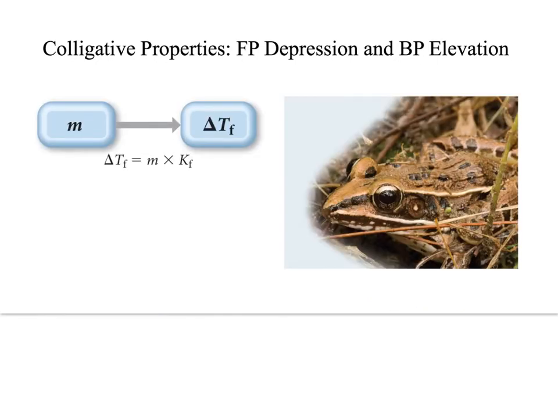Before we look at the formula for freezing point depression and boiling point elevation, this is a really interesting example from your textbook, this wood frog. It has the ability to hibernate and can even survive partial freezing.